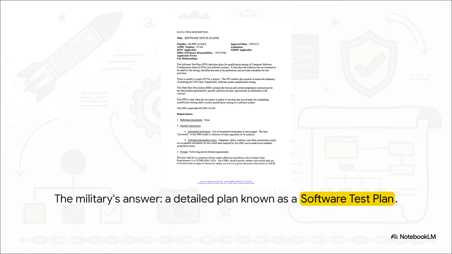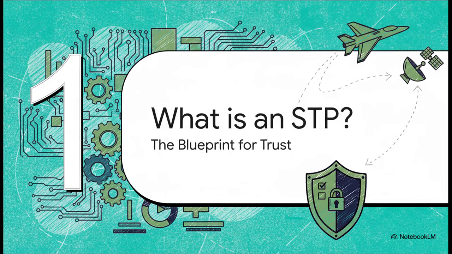Well, here's the answer. It all comes down to this: a formal, super rigorous, and incredibly detailed document called a Software Test Plan, or STP for short. And let me tell you, this is way more than a simple checklist. It's the entire strategy for proving a piece of software is ready for its mission. So what is it that makes this document the ultimate blueprint for trust?